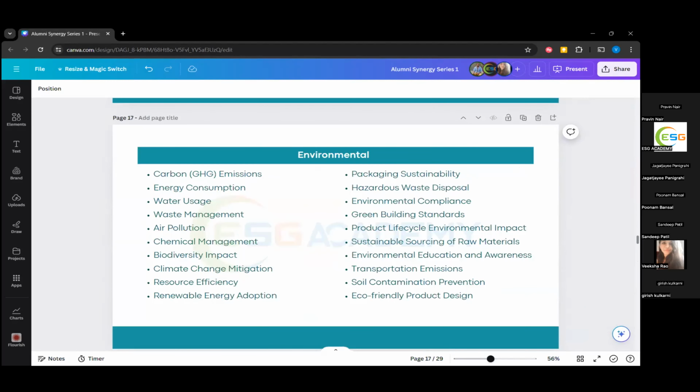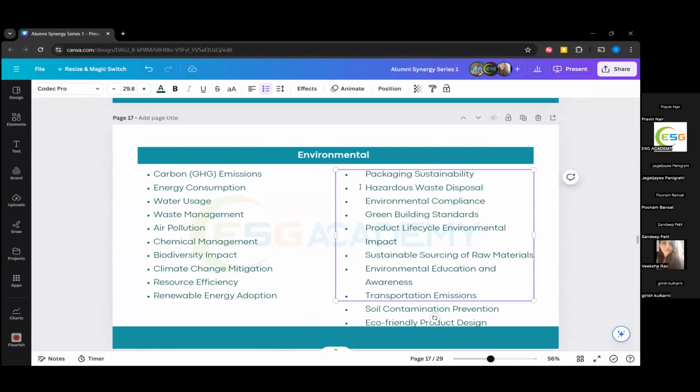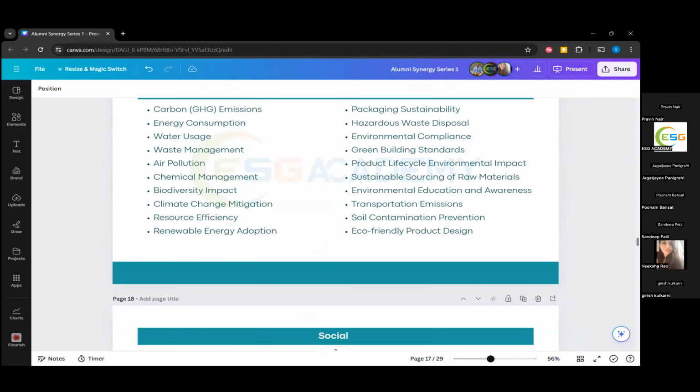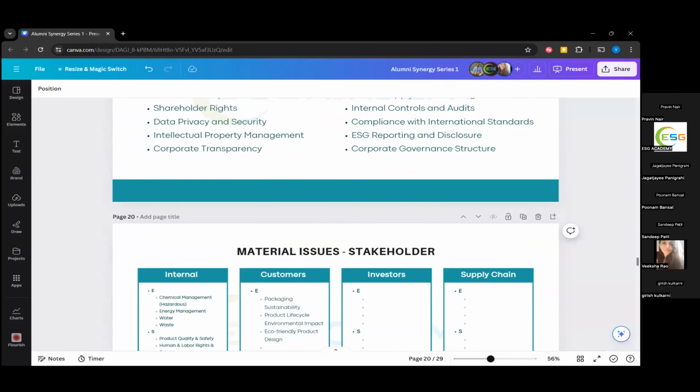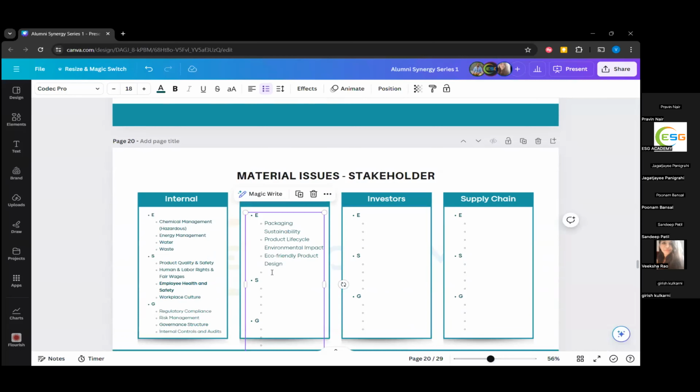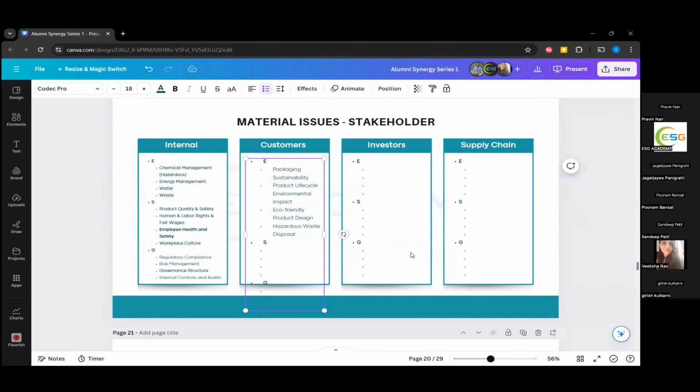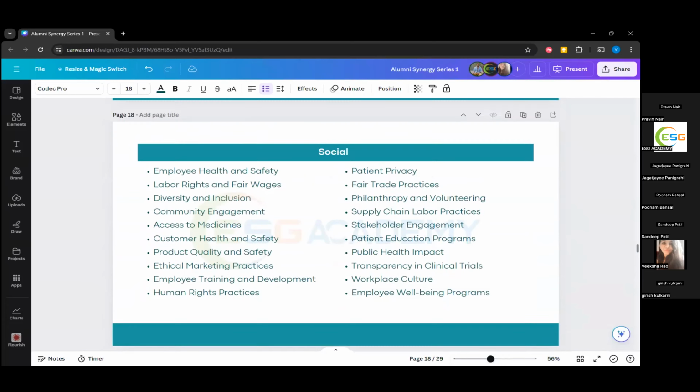Sir, what about hazardous waste disposal for customers? Environmental, right. So it could be air as well, something related to pollution and something which affects his health. So carbon or air pollution, or soil contamination if it's near an agricultural land. Right. So now, as a customer, let's move to social.